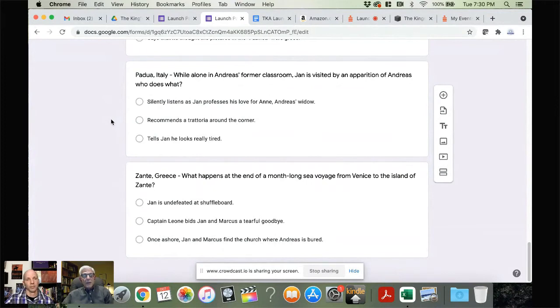So finally, they get to Zante after a long and arduous sea voyage, and Jan might have been very good at shuffleboard, but he did not play on this voyage. Captain Leone actually hated Jan and Marcus and was awful to them through the whole time, so he was not at all sad to see them go. And once they got ashore, they found the church where Andreas was buried. So that would be the right answer.